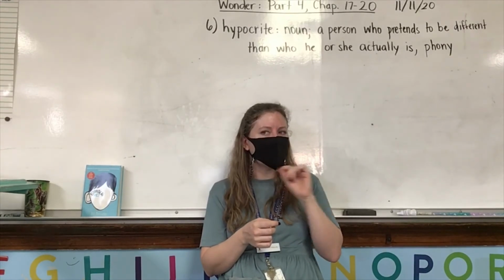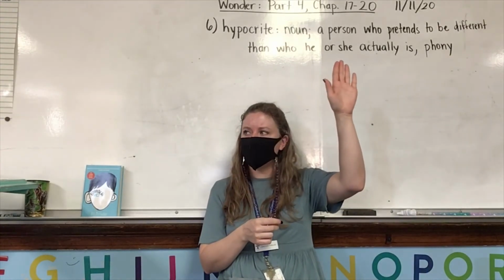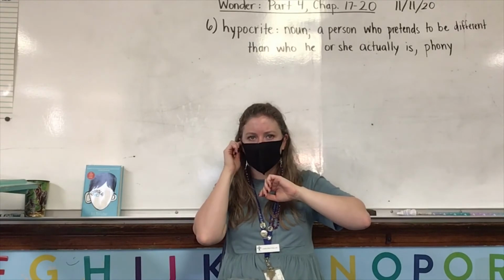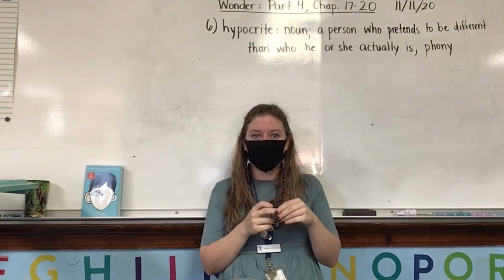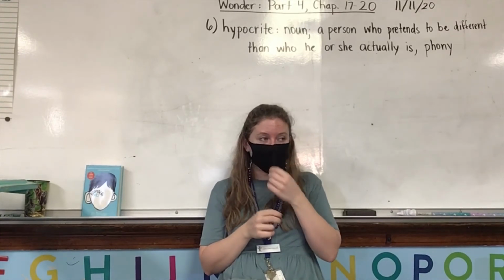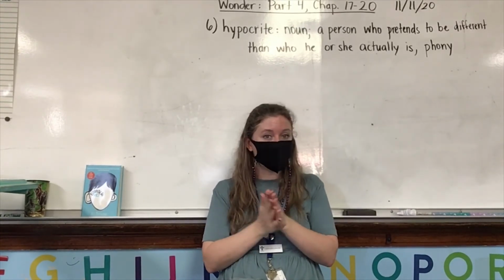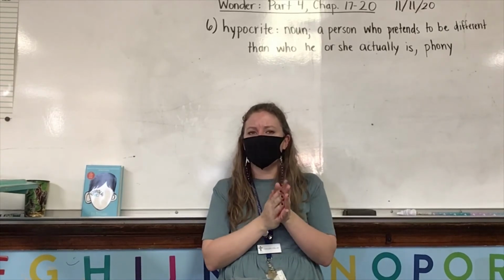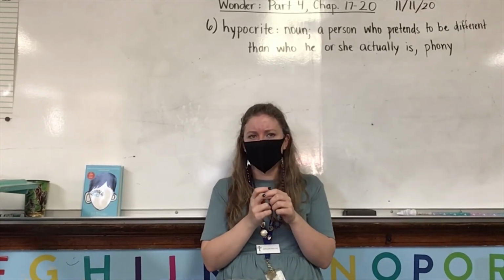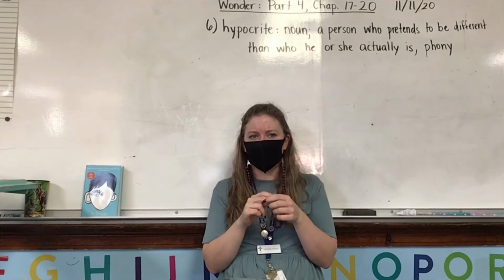Why did he say that? Aaron? Because he didn't sit down with August. So why did that make him a hypocrite? He didn't sit down with August on the first day of school, and he was saying he was a hypocrite because of that. Why did not sitting with August that first day of school make him feel like a hypocrite? Zari?